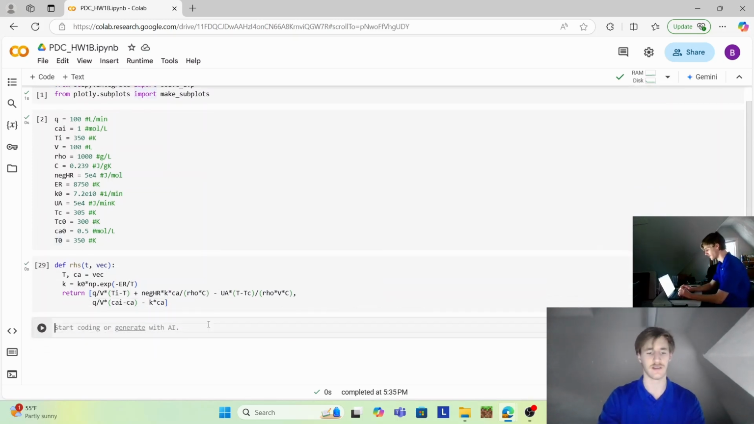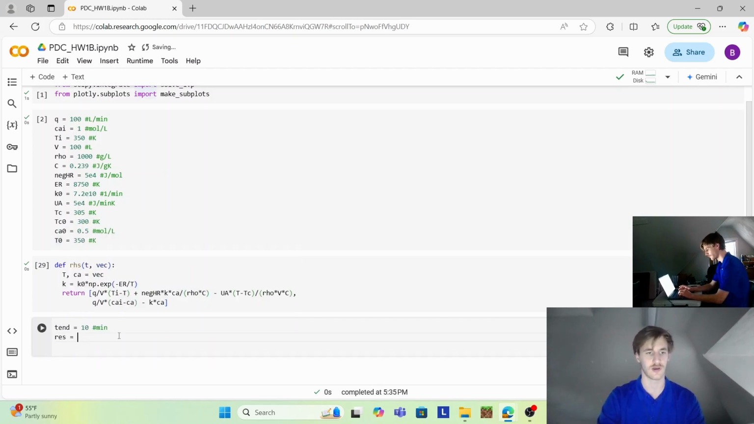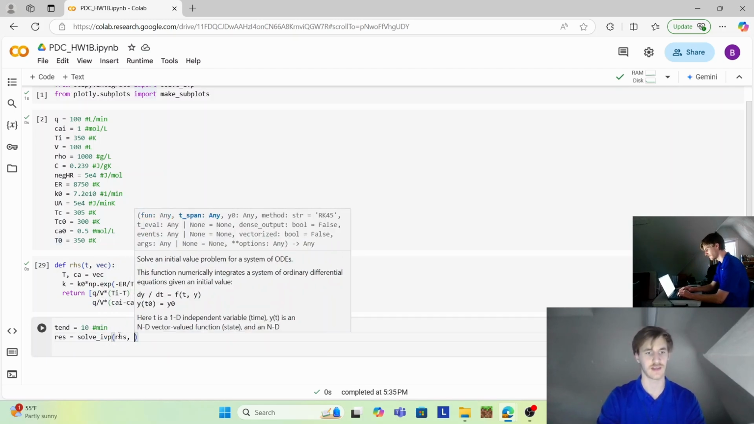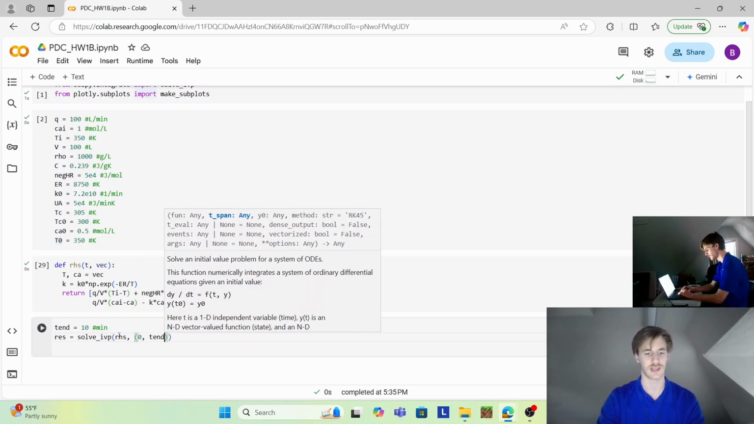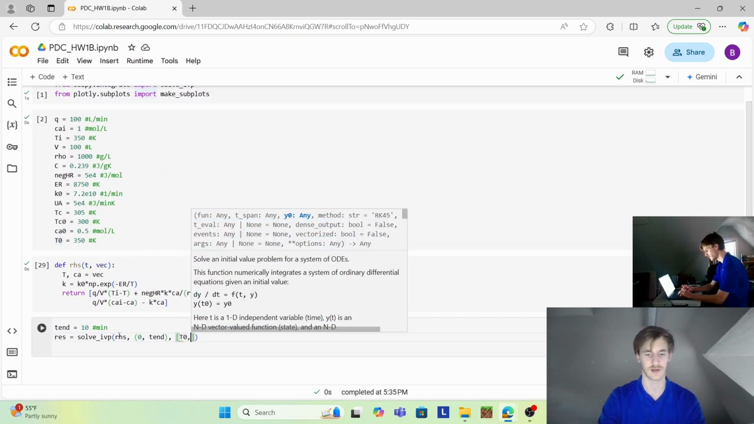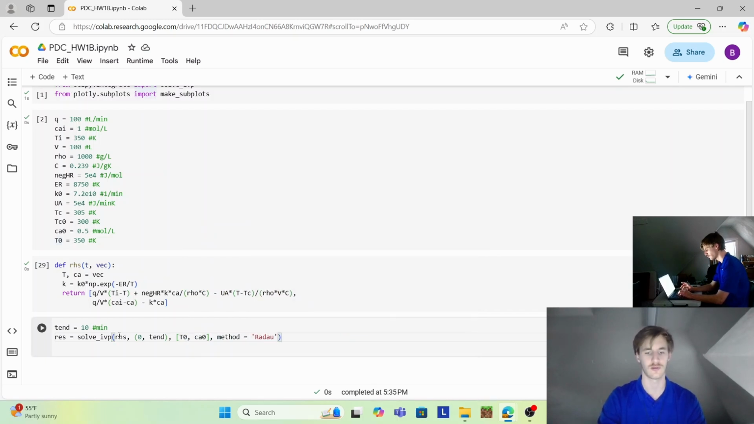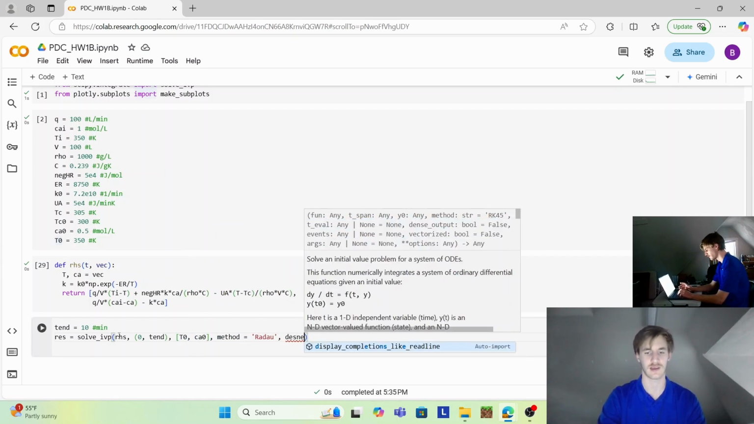Right, then I can go ahead and set my time, so we'll make it end at 10. We'll just call this minutes because we are using minutes. And now I can do a result equals solve IVP for right hand side from 0 to time end with a vector T naught, CA naught. Method equals Radau. And dense output equals true.